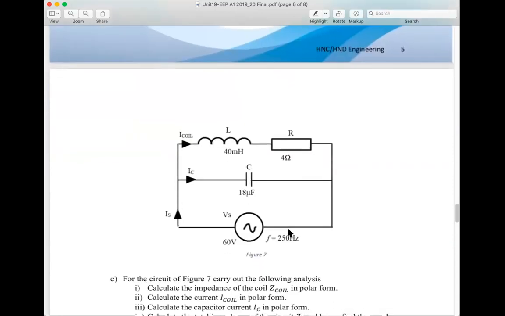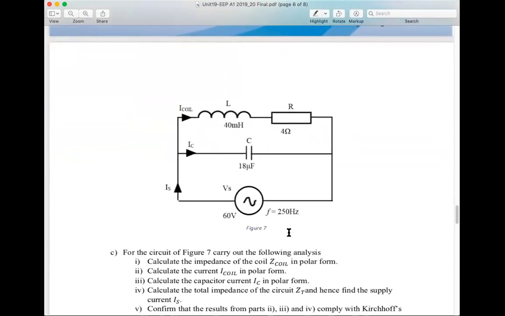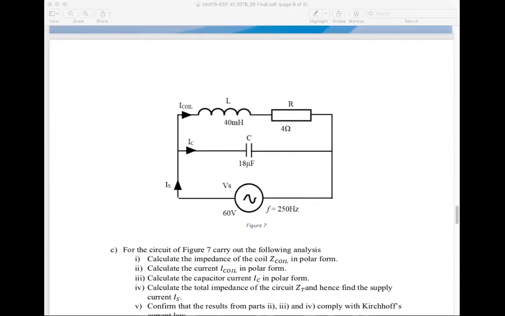Task 2, part C is parallel. So that's the next set of notes that you had. That's called AC parallel circuits. Week 6, I think. Yeah, that's the one.